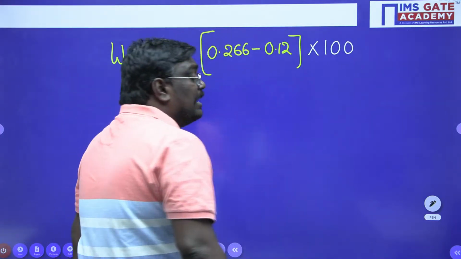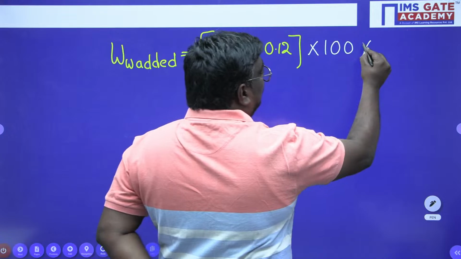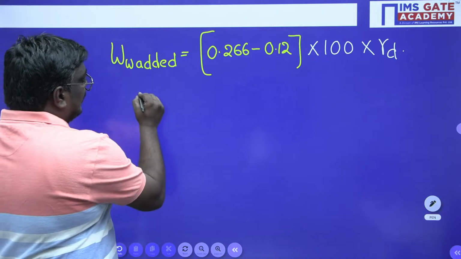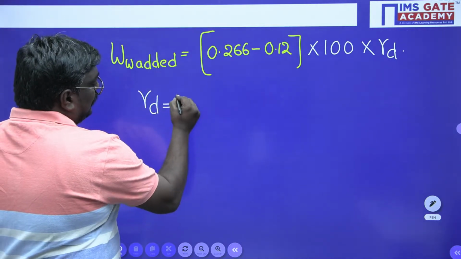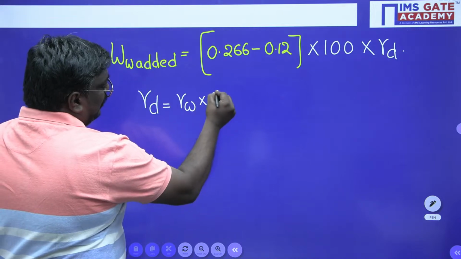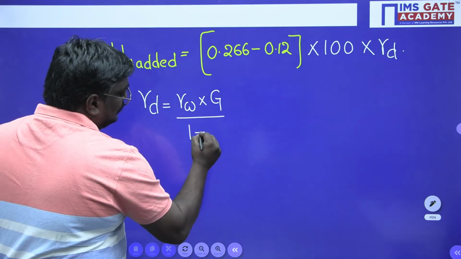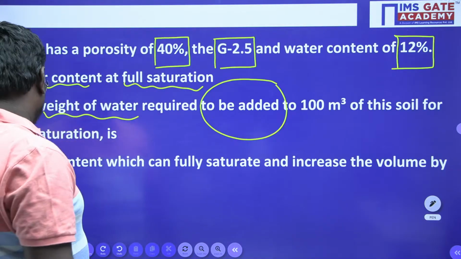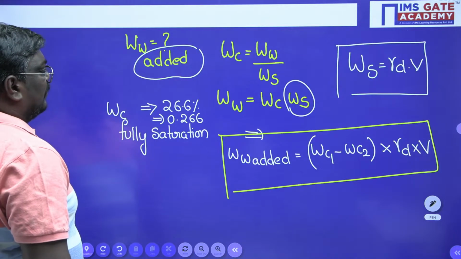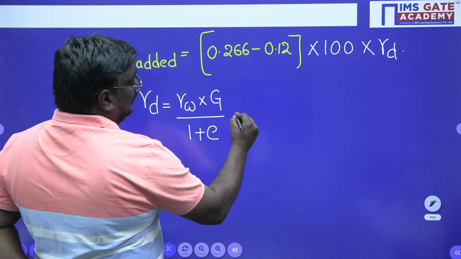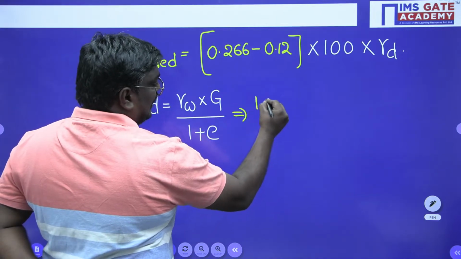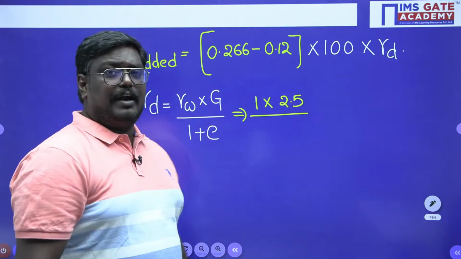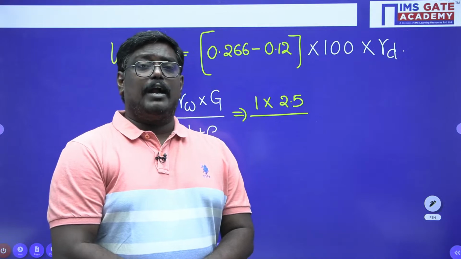So we have to find out what is gamma D. Gamma D is nothing but the dry density. So how do you calculate dry density? Gamma D is equal to gamma W into G upon 1 plus E. If you see here, they have given porosity as 40%, G is 2.5. So here gamma W is 1 gram per cc, G value is 2.5, and using the relation we have already calculated the value of void ratio.